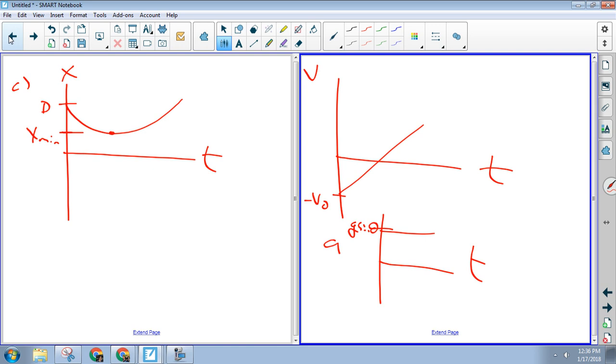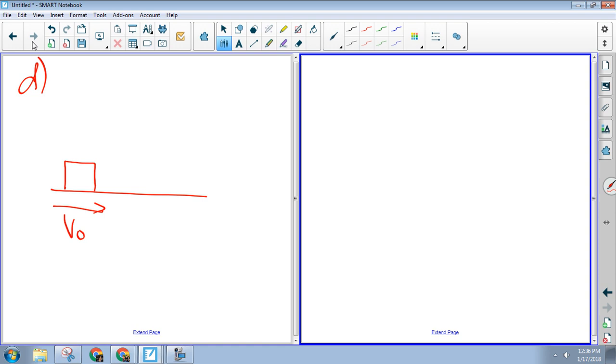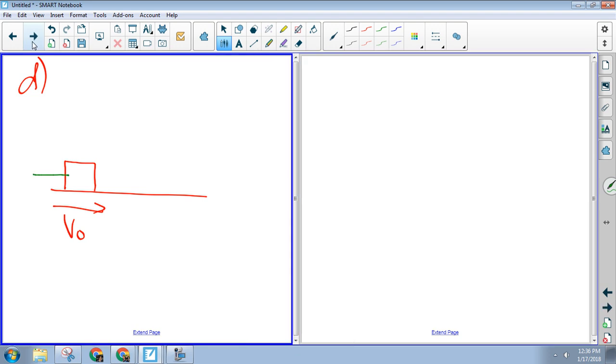Everybody good? And so what we want to find here in part D is an expression for how far it will slide before it stops. So what should we do? Get some forces on that. Talk to me. Friction. I can't do friction yet. Well, I guess I can. Normal force. Everybody okay with why I put friction going this way? Yes. Kinetic, right? What else?